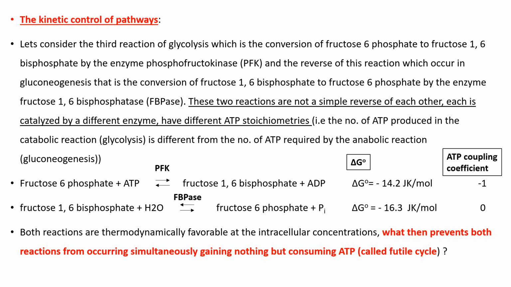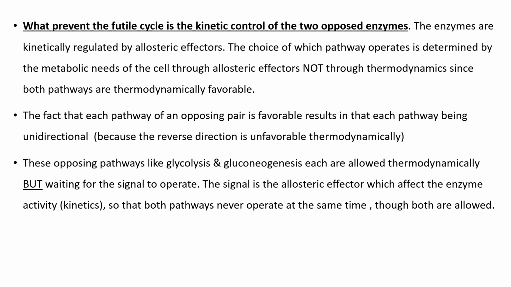So what prevents both pathways and both reactions from occurring simultaneously, gaining nothing but consuming ATP? This cycle would be called a futile cycle, which just means that fructose 6-phosphate would be converted to fructose 1,6-bisphosphate, and this would be converted back to fructose 6-phosphate, gaining nothing but consuming ATP. So what would prevent glycolysis and gluconeogenesis from occurring simultaneously? What prevents this is the control of the two opposed enzymes.